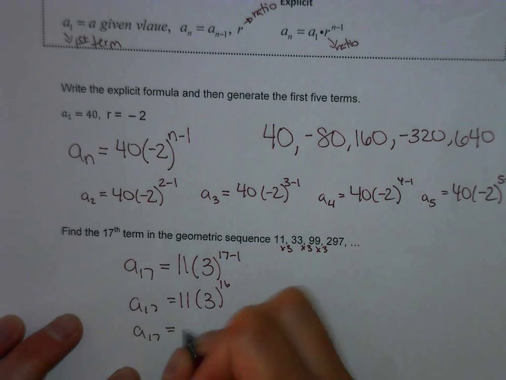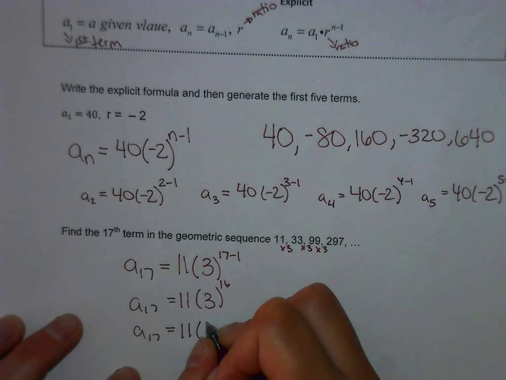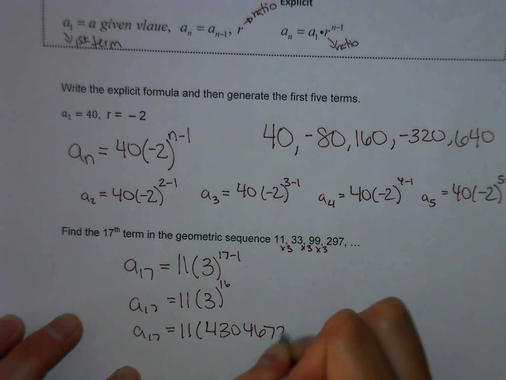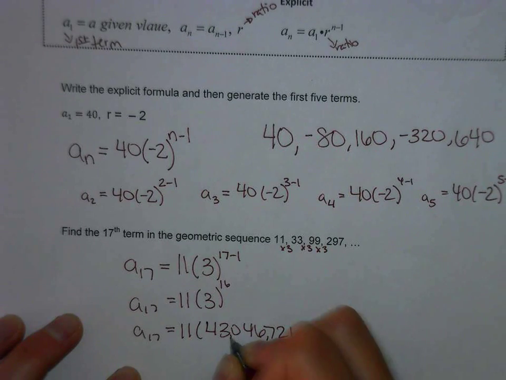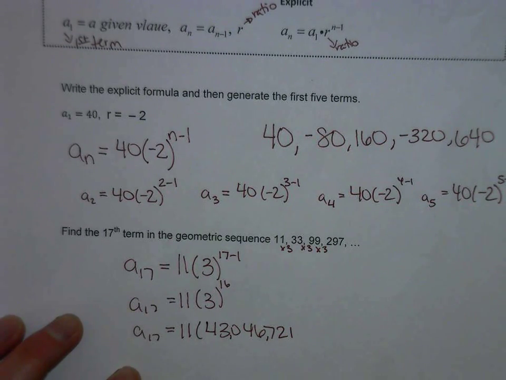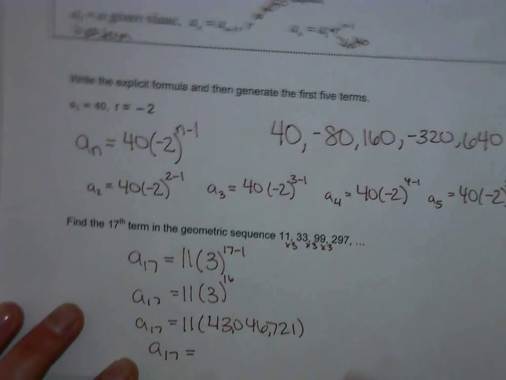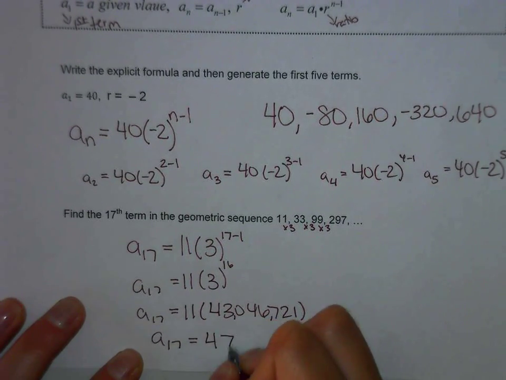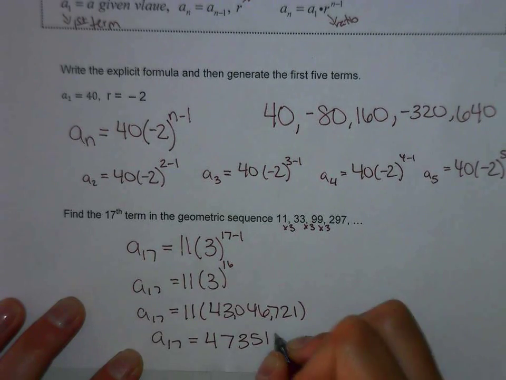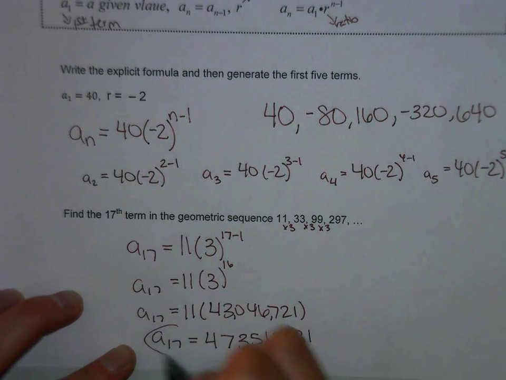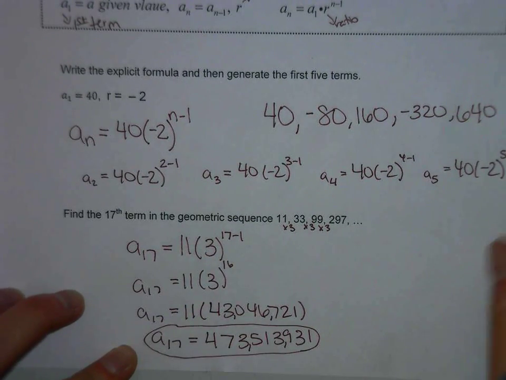And 3 to the 16th power is 43,046,721. And when you multiply that by 11, our 17th term is 473,513,931. Alright, let's take a look at the back side.